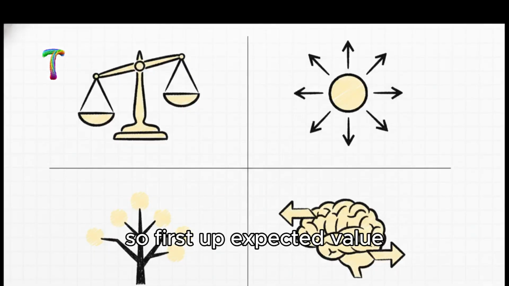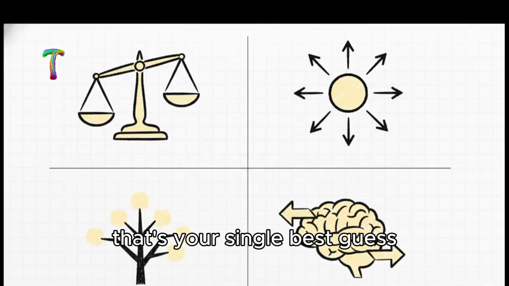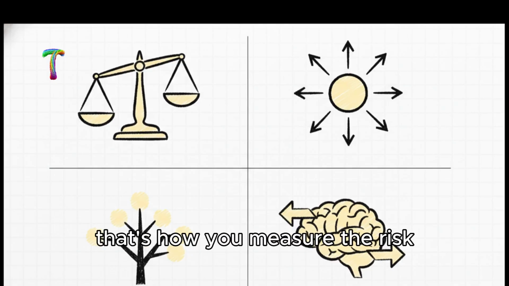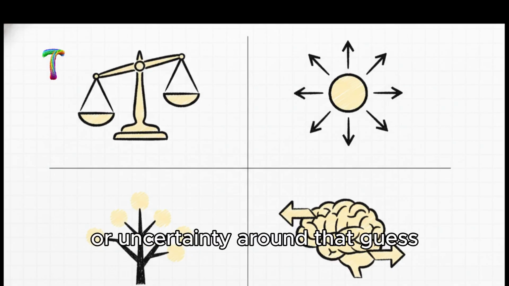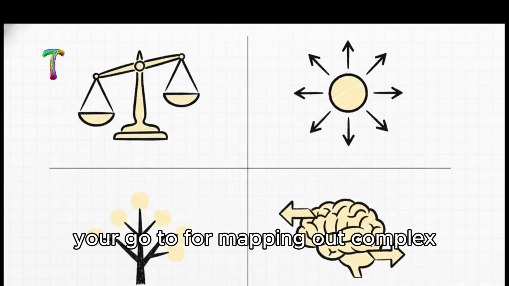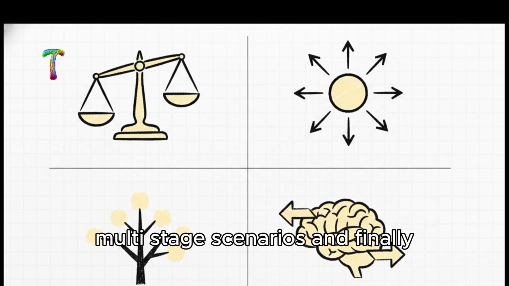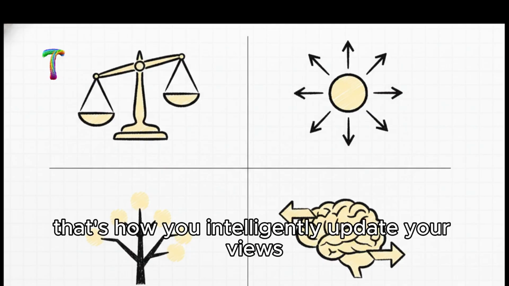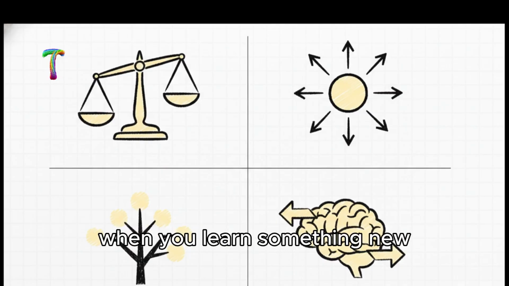So first up, expected value. That's your single best guess. Second, variance. That's how you measure the risk or uncertainty around that guess. Third, a probability tree, your go-to for mapping out complex, multi-stage scenarios. And finally, Bayes' formula. That's how you intelligently update your views when you learn something new.